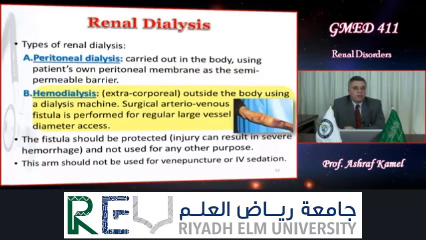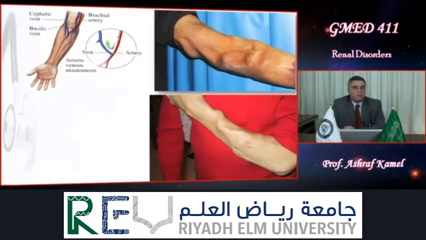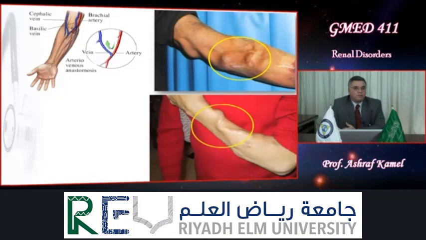Surgical arteriovenous fistula is performed for regular large vessel diameter access. This fistula should be protected, as injury or wounds can result in severe hemorrhage, and this fistula should not be used for any other purpose. This arm should not be used for venipuncture, blood sampling, or intravenous sedation. This is the surgical arteriovenous fistula that is done in order to provide a large vessel access for connection with the dialysis machine.